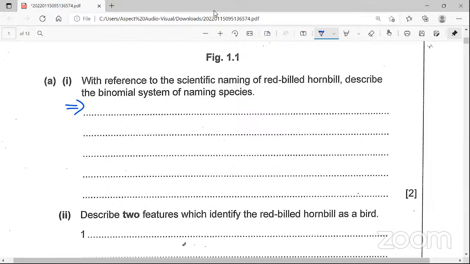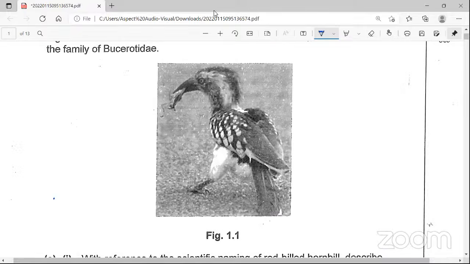So we want to look at this question. It's asking, with reference to the scientific naming of the red-billed hornbill, describe the binomial system of naming species. What is the binomial naming system? How do we name species using the binomial system? Yes, the genus, right? And what else? So remember, they said with reference. Are we together? So you need to talk about this species.